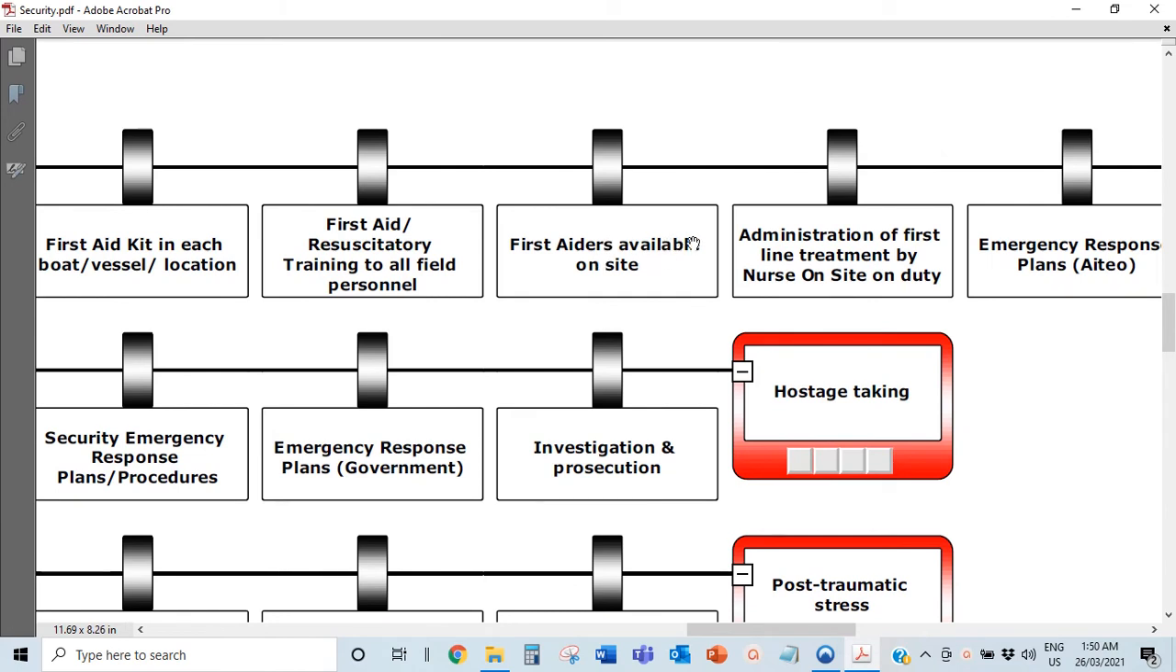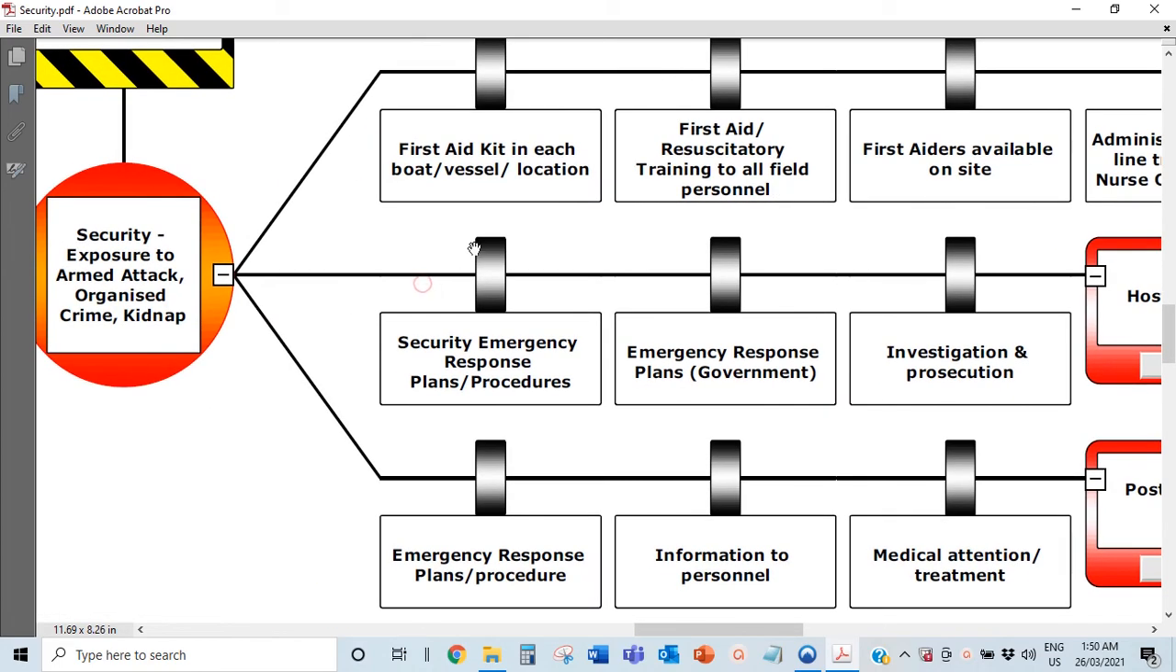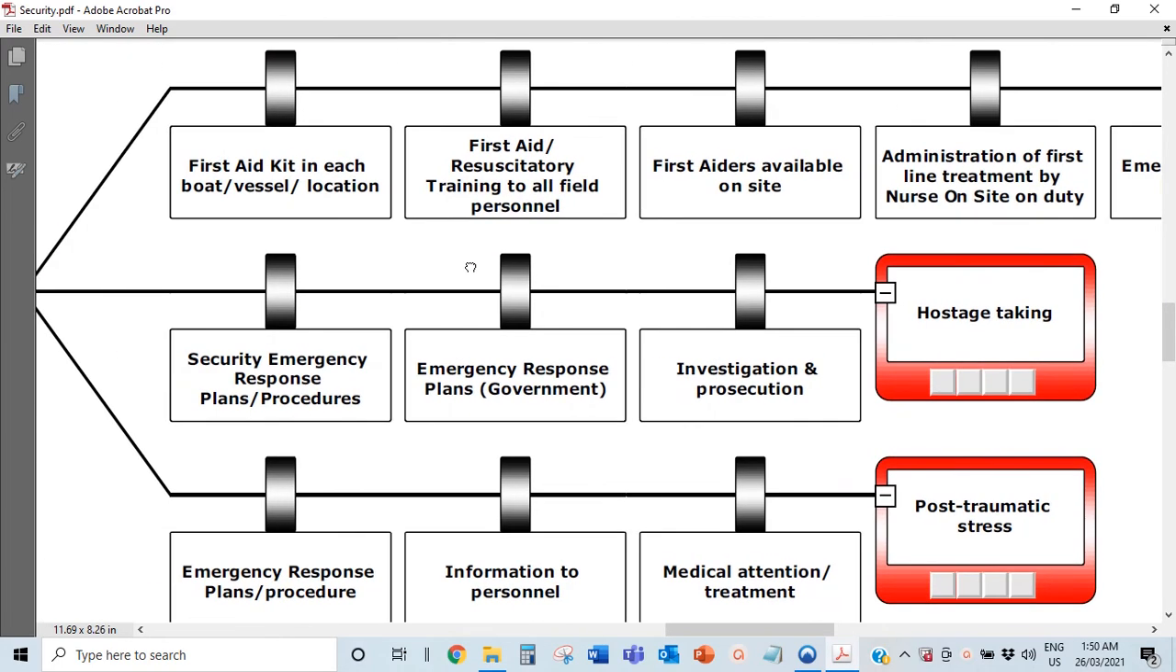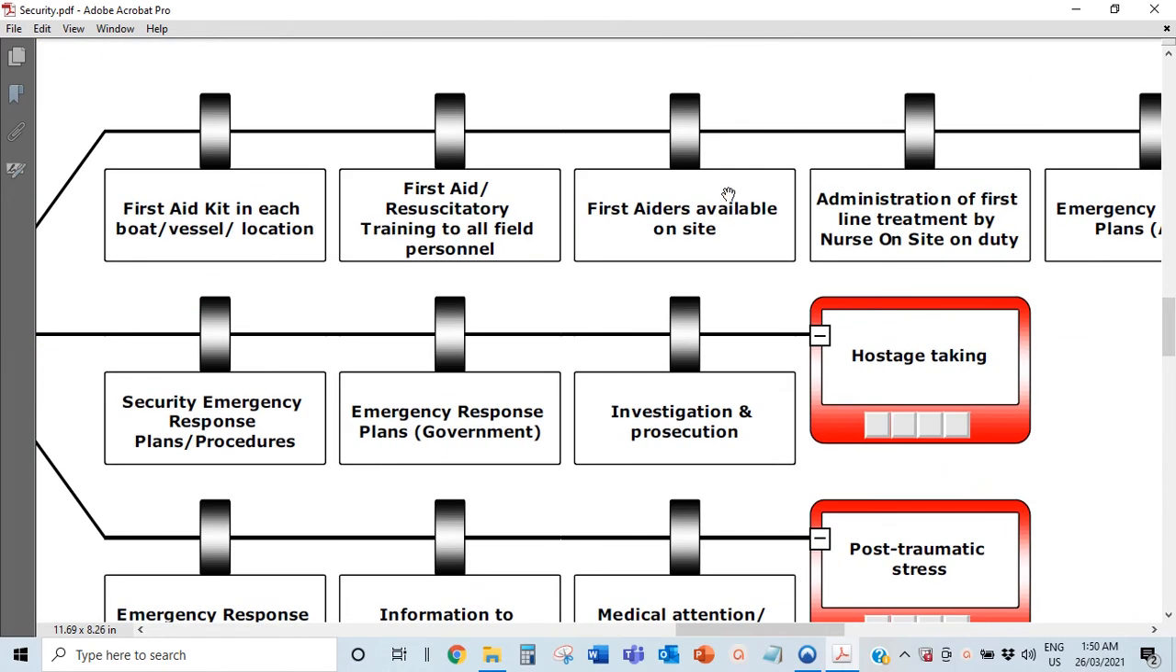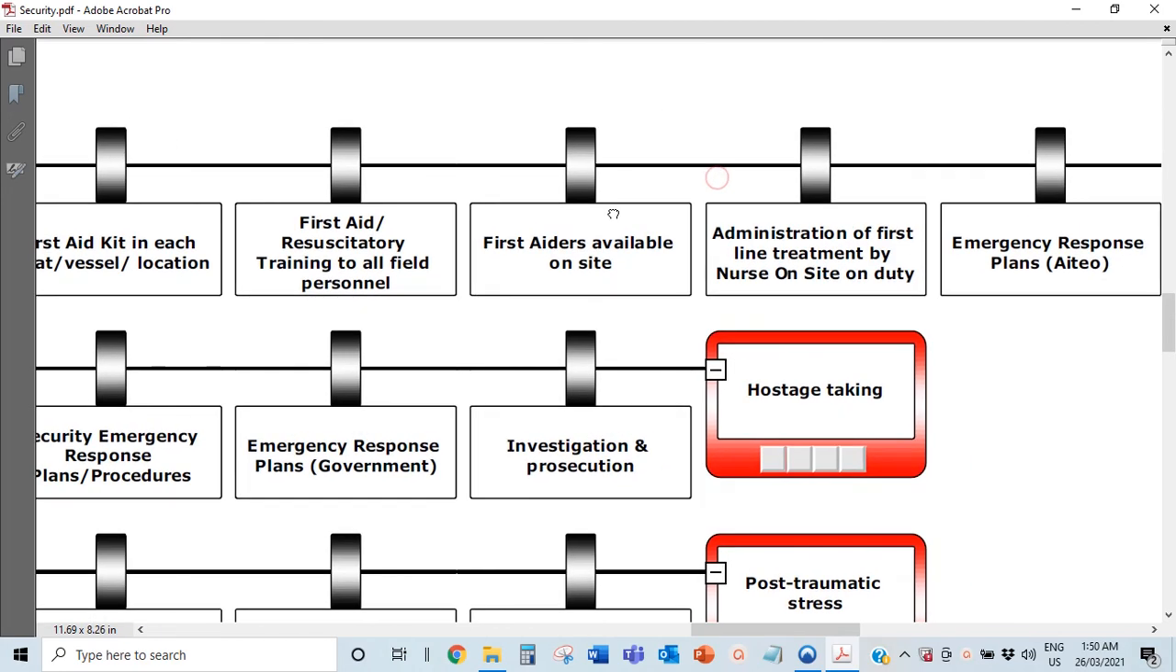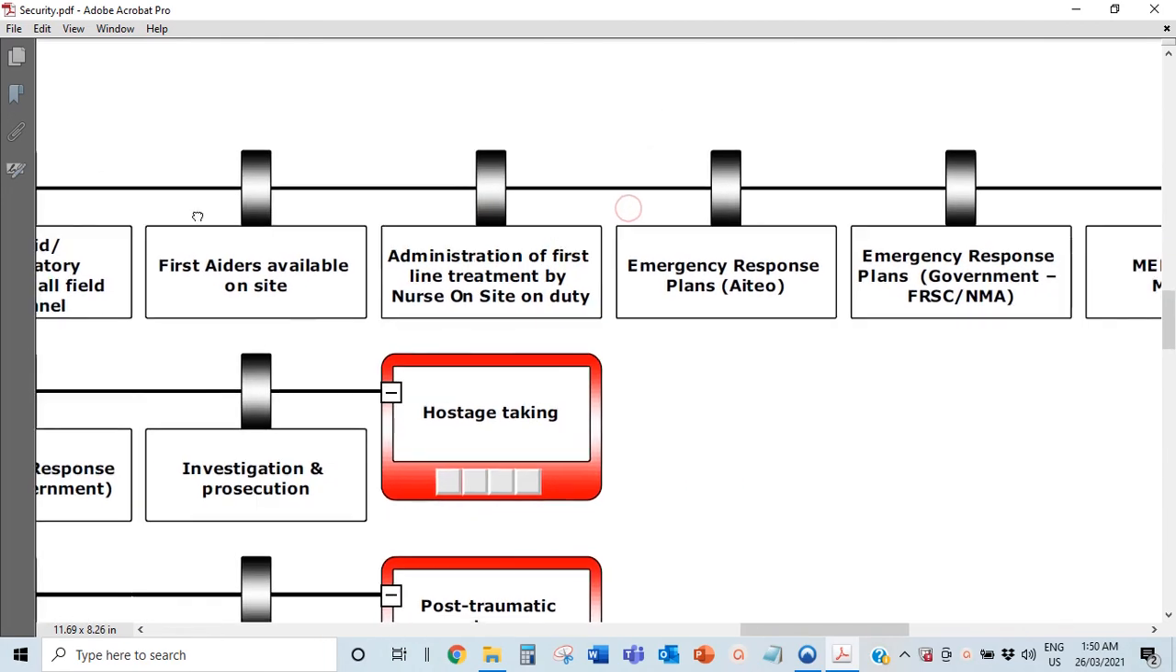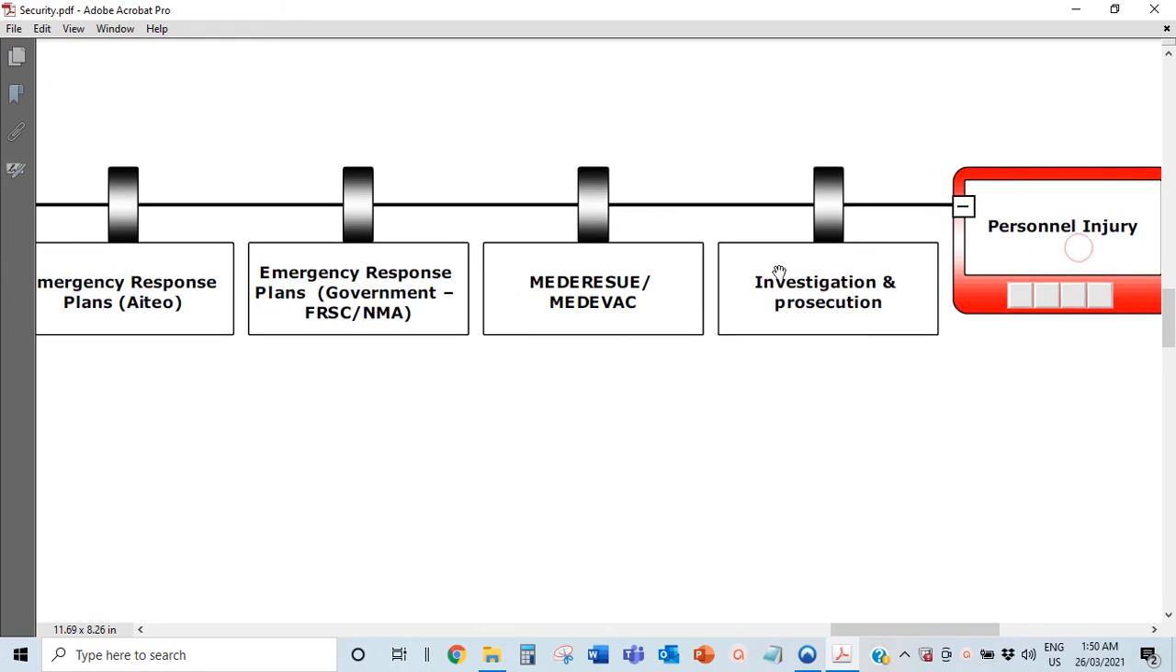First aiders always available on site, meaning you should draw your roster as well. Even if everyone is not a first aider, at least at every point in time, there should be one or two first aiders on site to help just in case we have this top event, because it will be bad if you have the top event and it's only people that are not trained in first aid that are on site. That would be really, really bad, because then that's when it could escalate to this.